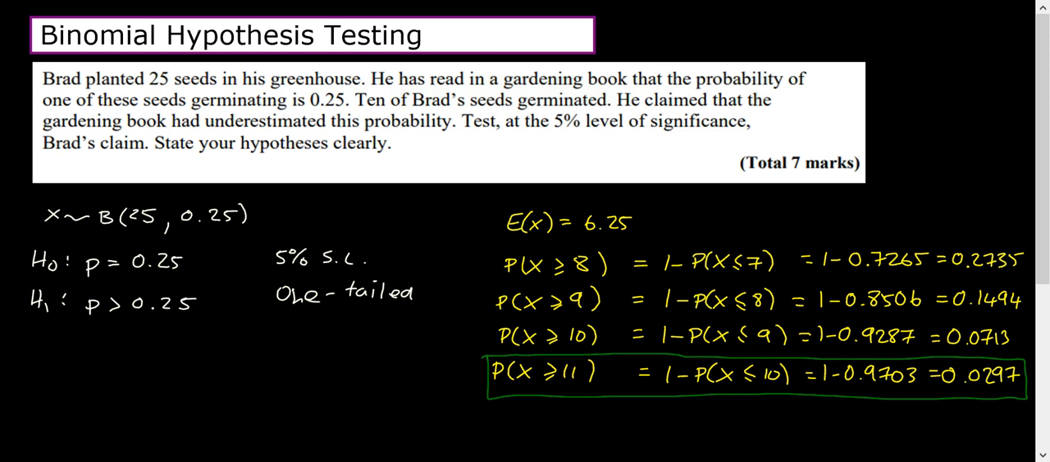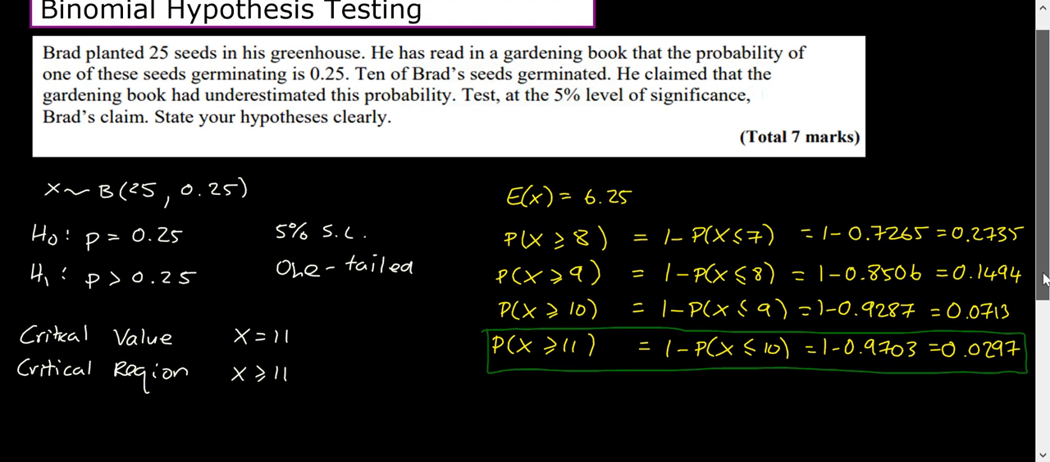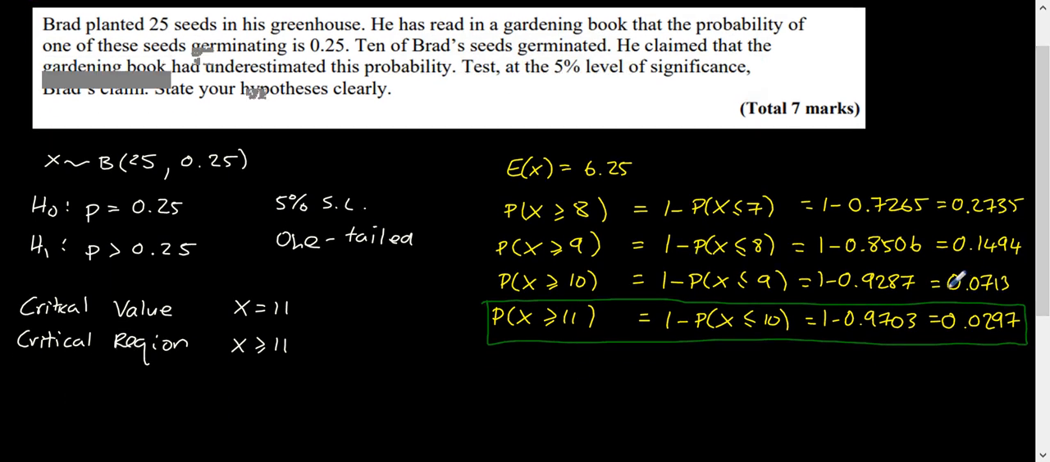So what does that mean for our hypothesis test? The first probability that we got that was under 5%, and that's what we were looking for, was when x was equal to 11. So the critical value is x equals 11. So the critical region is x greater than or equal to 11, i.e. if we did this test, we'd be looking for 11 or higher in order to return a significant result.